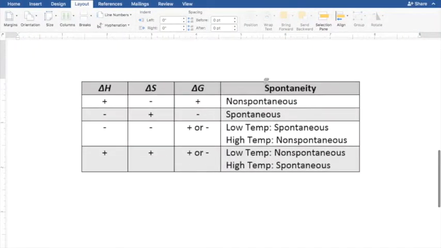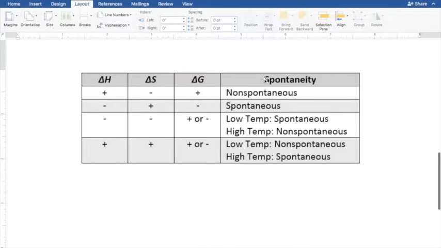This is in the Thermodynamics packet. This is important stuff. When delta H is positive and delta S is negative, those processes are non-spontaneous no matter what. When delta H is negative and delta S is positive, those processes are spontaneous no matter what. However, when they're both negative or both positive, it's temperature dependent.